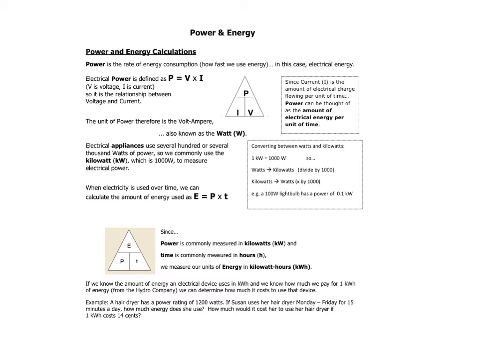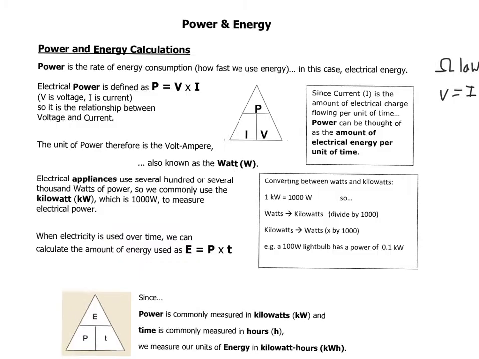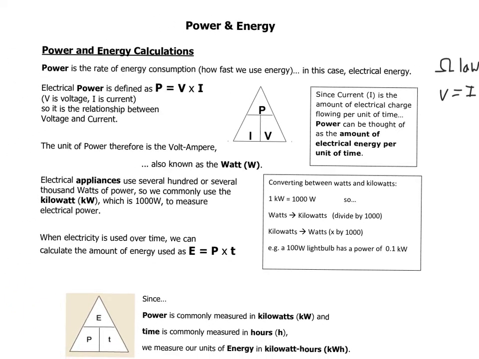Just as a bit of a refresher, in the past we've talked about Ohm's law, where voltage is equal to current times resistance. And so power is very related to what we've already spoken about. Power is essentially the rate of energy consumption, and you can see that in its formula. So this is the formula right here, and you can see that power is equal to voltage times current.